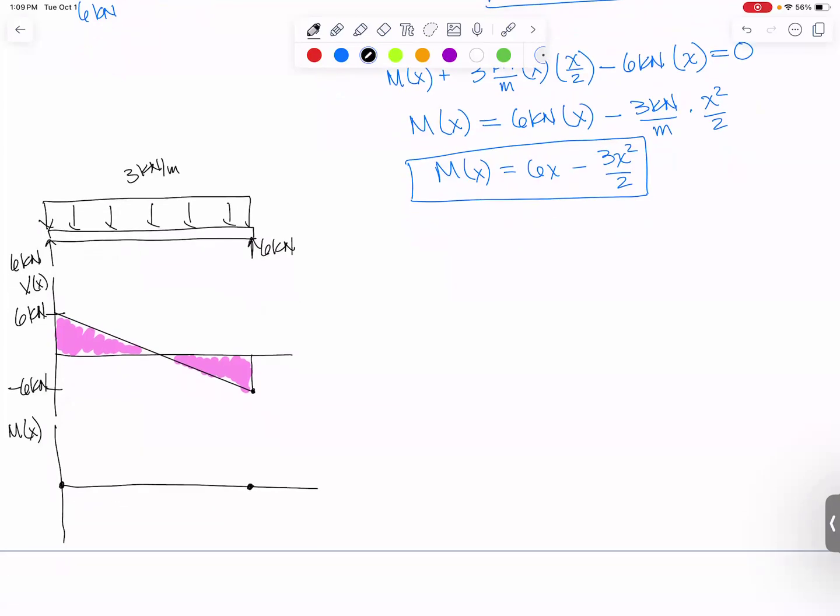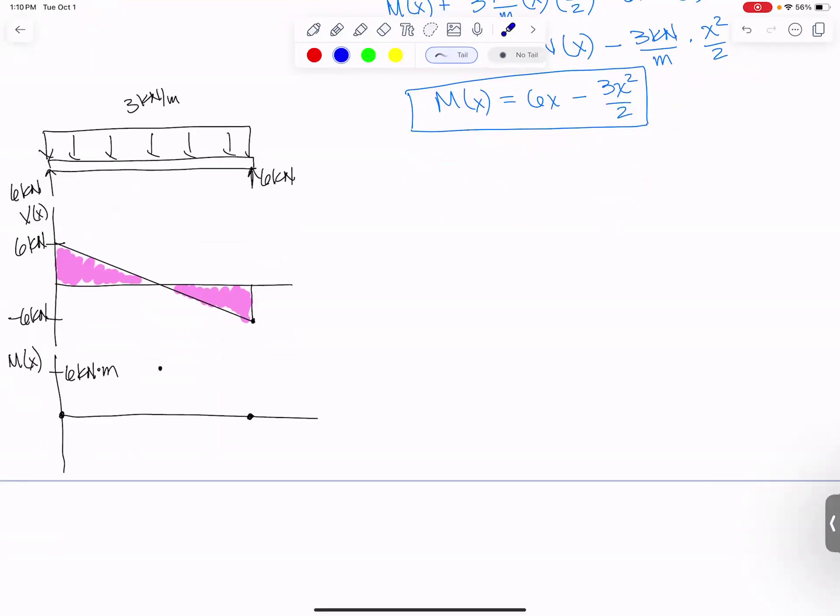And that is a parabola. If you want to find out the middle point, it might be helpful to plug in x equals 2. I have a moment right here with a magnitude of 6 kilonewton meters, because if you plug in x equals 2, you get 12 minus 6 is 6. So the highest point is 6 kilonewton meters, and it's a parabola. So we're just going to sketch it in as a nice little parabola.